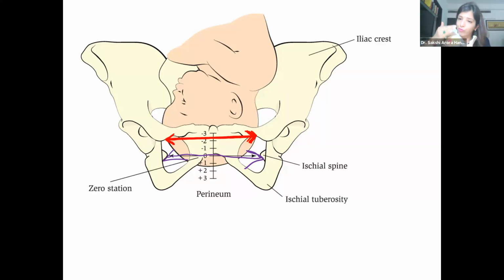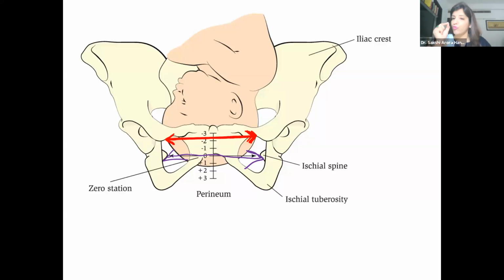So when 4/5 of the head is palpable, that means the head has entered the pelvis. Now the head will go a little more down. Now only 3 fingers will be needed. That means 3/5 of the head is palpable. Now the head will go a little more down. Now only my 2 fingers are sufficient to palpate the head. That means 2/5 of the head is palpable per abdominally.